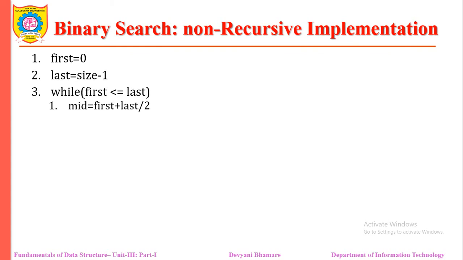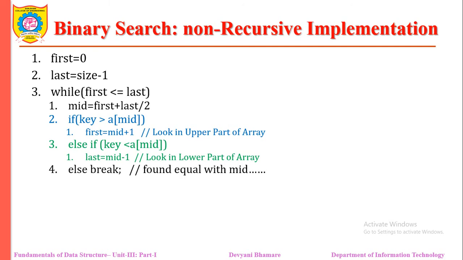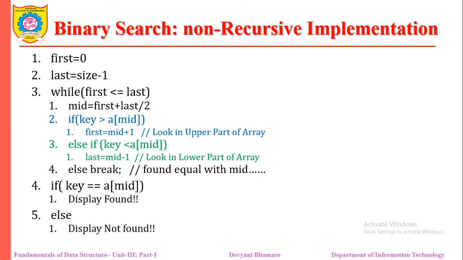Initially, first is equal to 0 and last is equal to size minus 1. While first is less than or equal to last, we need to compute mid. If the key is greater than A of mid, then we need to look in the upper part of the array. If A of mid is greater than key, we look in the lower part of our array. If neither, meaning A of mid is equal to key, then we say the element is present. Otherwise, the element is not present.